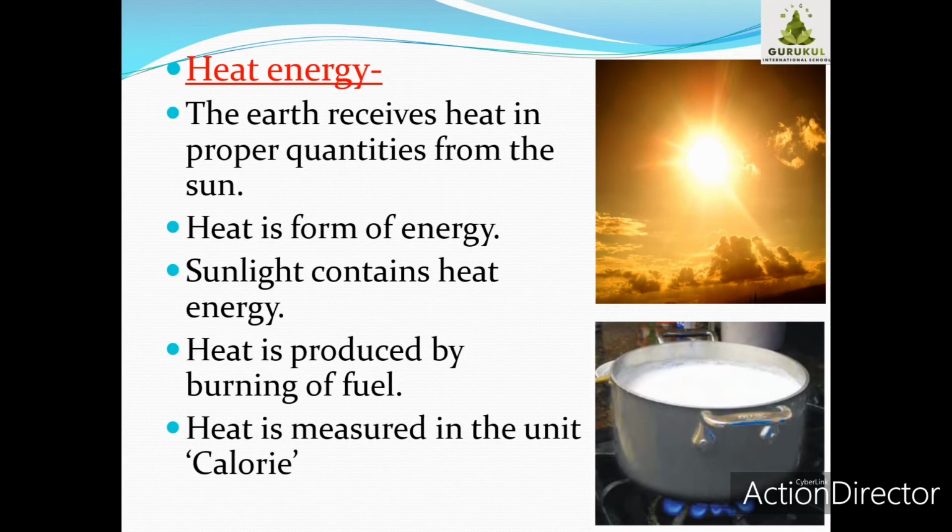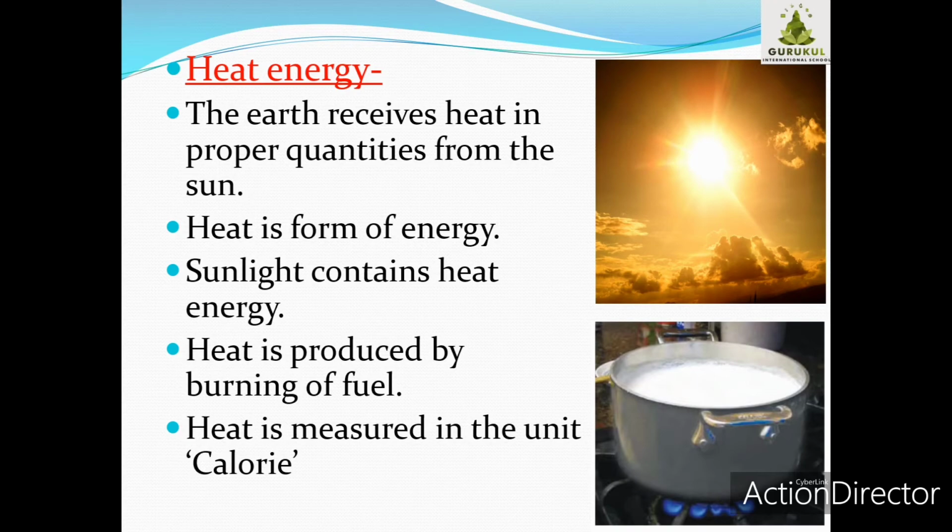Now, let us study another type of energy which is called heat energy. Heat energy is also called thermal energy. Children, where do we receive the maximum heat energy? We get a lot of heat from the sun, correct? So the earth receives heat in proper quantities from the sun, and hence we say that the sun is the ultimate source of heat energy, and that is how an atmospheric temperature favorable to the living world is maintained.